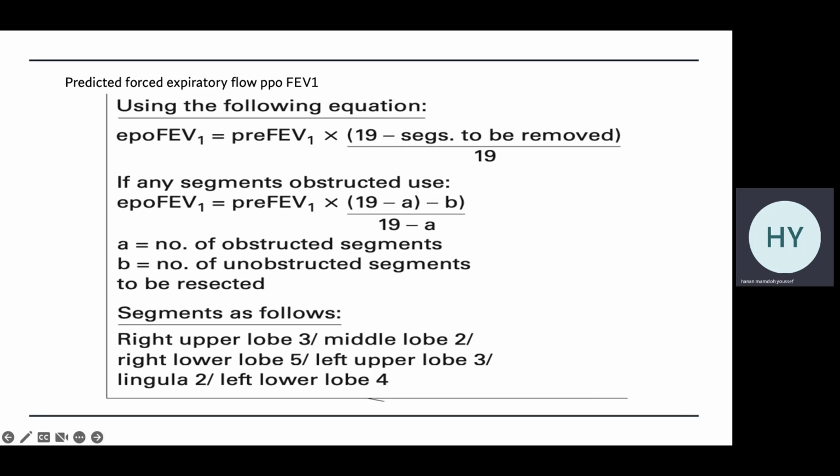So you first check the FEV1 on the lung function test, and then you assess the segments that are potentially to be removed, and you have to know the segments in each lobe. The right upper lobe is 3, the middle lobe is 2, the lower is 5. You do the formula: you assess the number of segments to be removed minus 19, which is the total lung segments. And it's important to remember that obstructed segments are taken away, because these are non-functional segments, so obstructed segments are taken away from the number of segments to be removed.